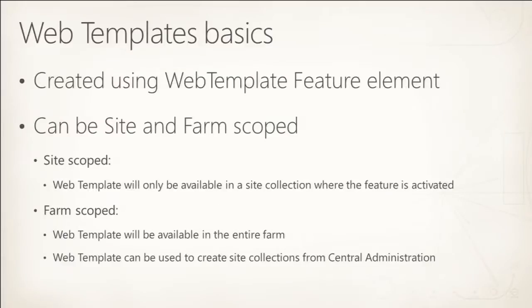So a couple of the basics. Web templates are made possible by the web template feature element. And basically that web template feature element can hold all the metadata of the web template, so it sort of replaces the old webtemp.xml file. A web template can be in a site or a farm scoped feature. You can't have a web scoped feature and you can't have a web application scoped feature. If the feature with the web template in it is site scoped, this web template will only be available in sites where the feature is activated. If it's farm scoped, then that web template will be available throughout the entire farm. So you can create site collections based on them from central administration.